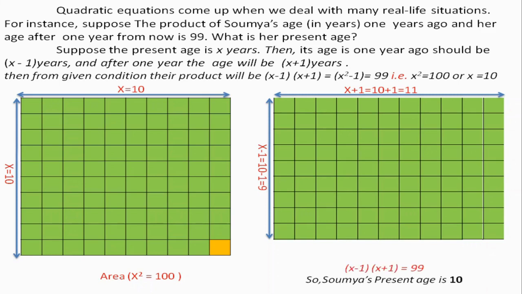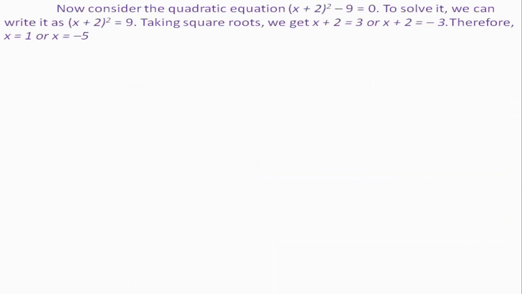So we can visualize the present age is 10. After 1 year, the age will be 11. Before 1 year, the age will be 9 and the product is 99. So we can visualize it here and understand the concept very clearly. Same, another example. Now another quadratic equation, we can see it here.